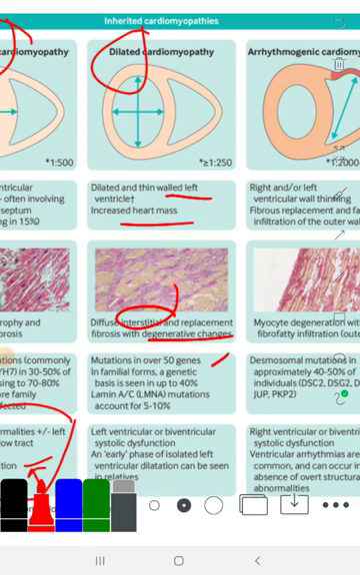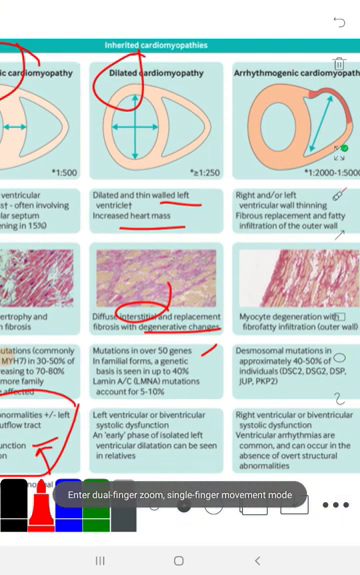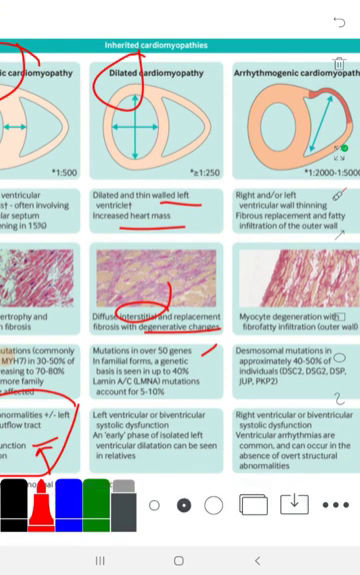A genetic basis is seen in up to 40%. Lamin mutations account for 5 to 10%. And left ventricular or biventricular systolic dysfunction, and an early phase of isolated left ventricular dilation, can be seen in relatives.